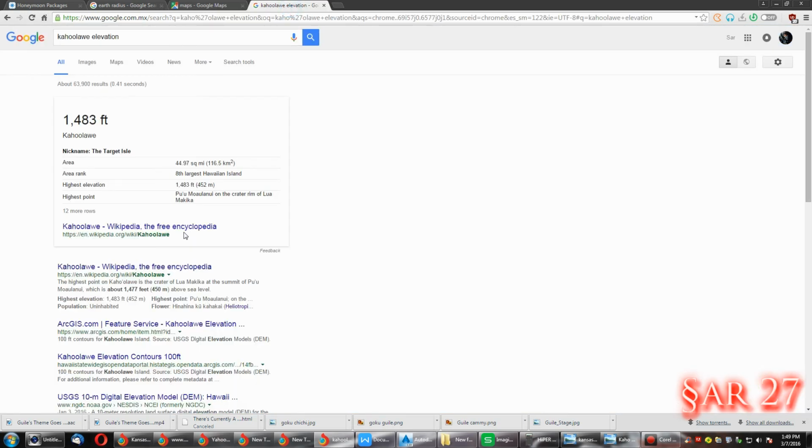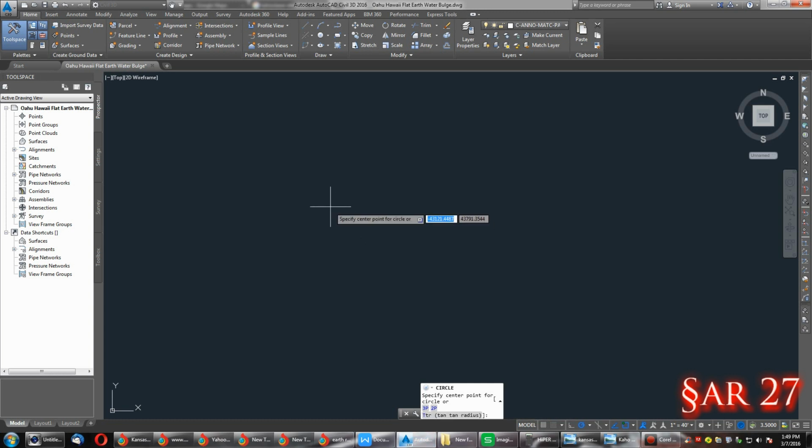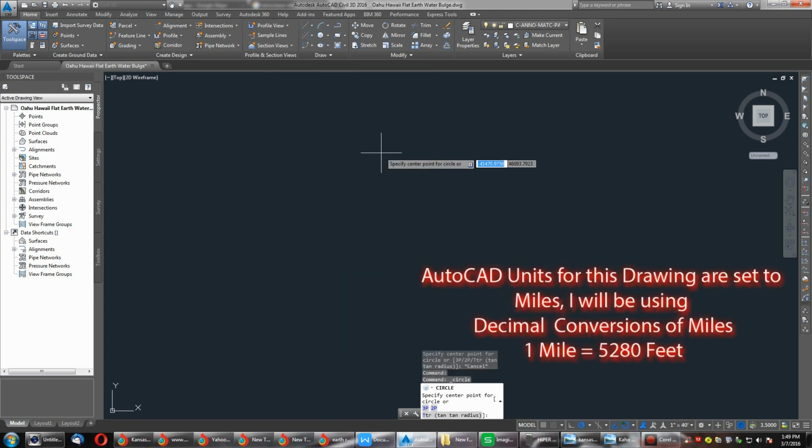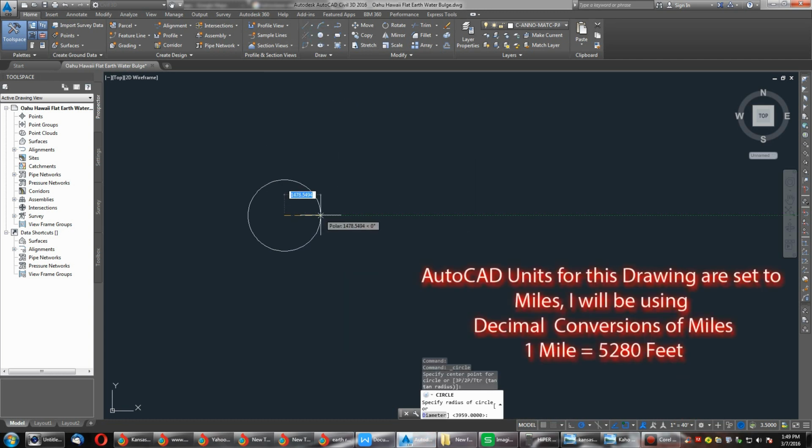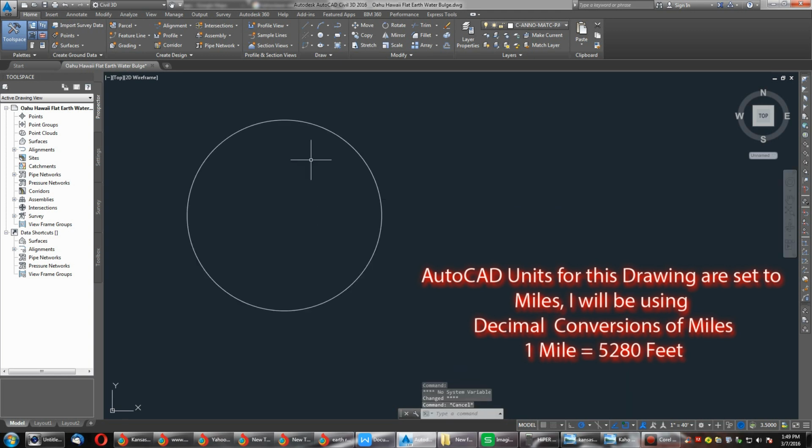And the elevation, from Wikipedia and Google, is 1,483 feet. Now that our data is pretty accurate, we're going to start plotting this thing, making a radius of 3959. If you've never used this program before, it is AutoCAD Civil 3D 2016.